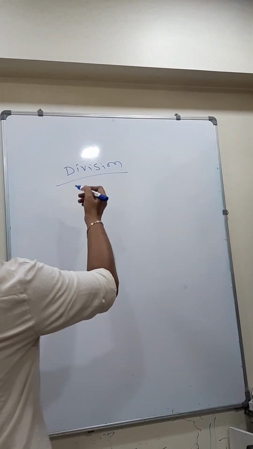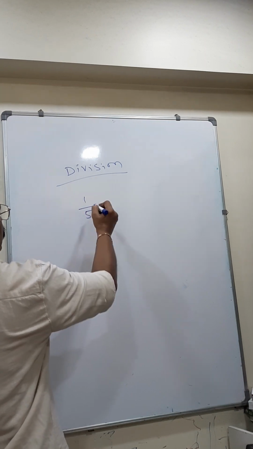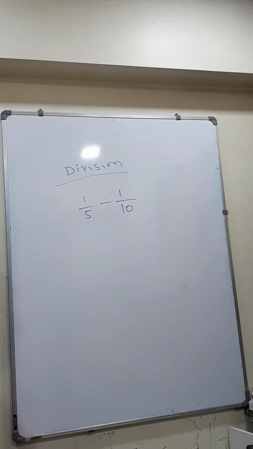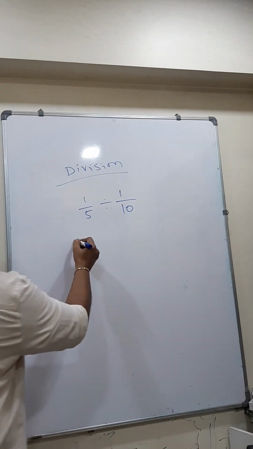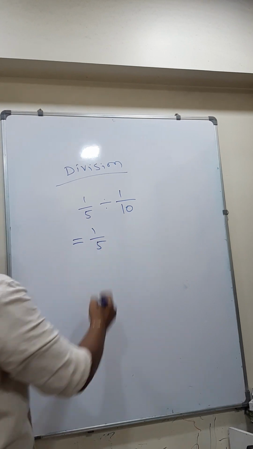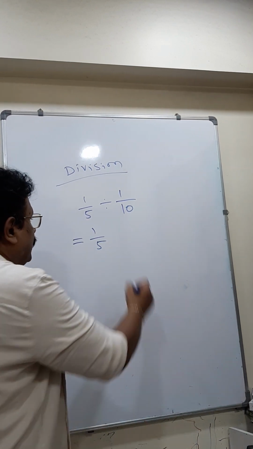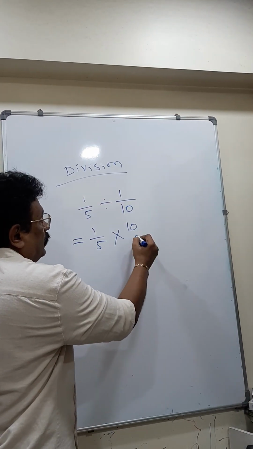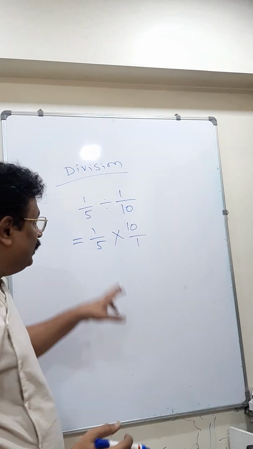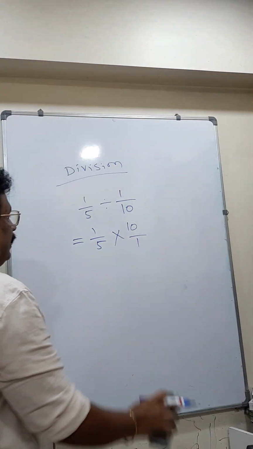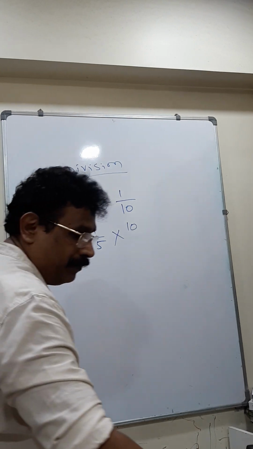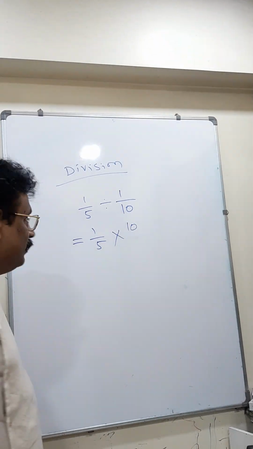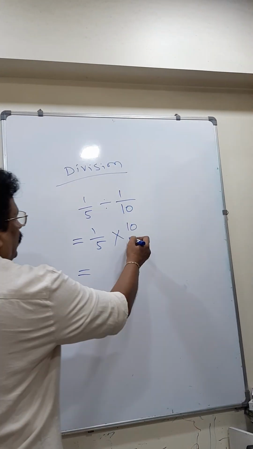Say, for example, 1 by 5 divided by 1 by 10. What you will get? 1 by 5 divided by 1 by 10. That is equal to 1 by 5. This division sign, make it as multiplication sign. This 1 by 10 will become what? 10 by 1. 10 by 1 is nothing but, I told you, whenever there is upon 1, it is nothing but 10. Okay? So 1 by 5 divided by 1 by 10 is equal to 1 by 5 multiplied by 10. That is equal to, or you can write 10 by 1 also.